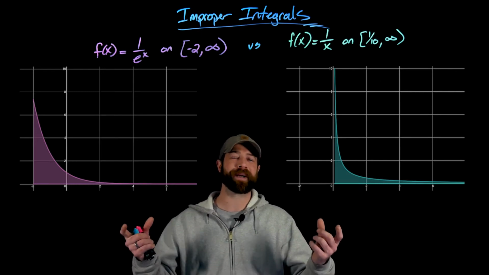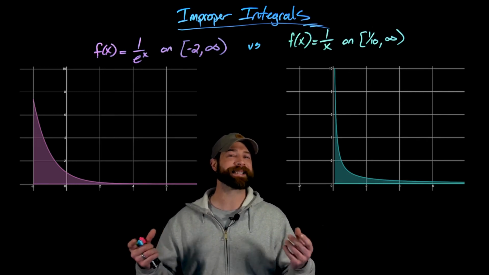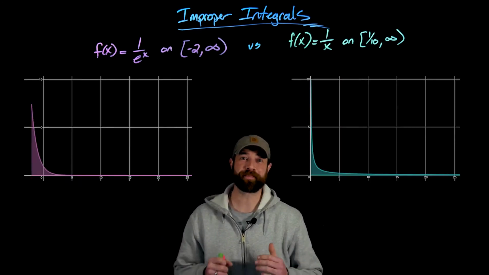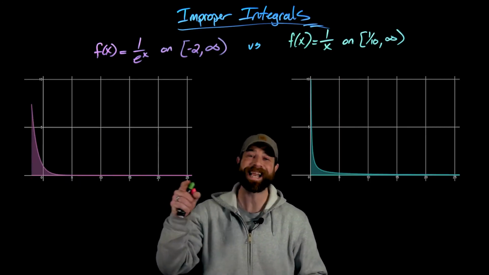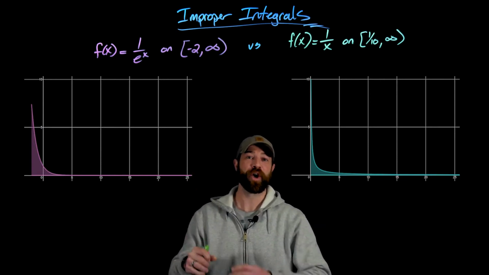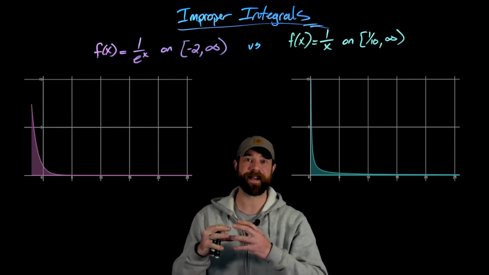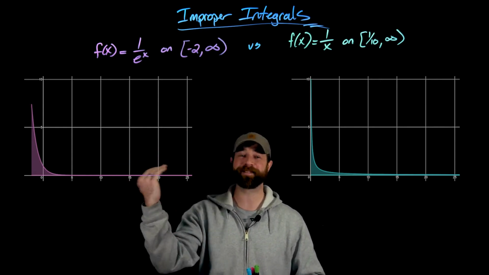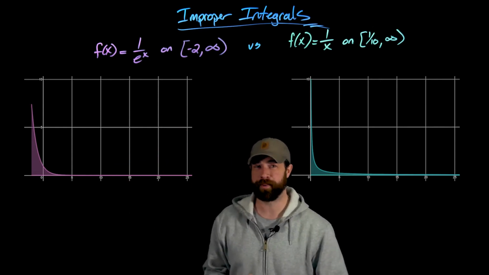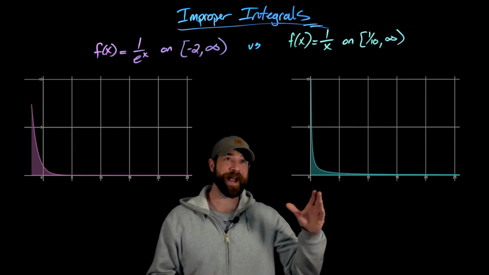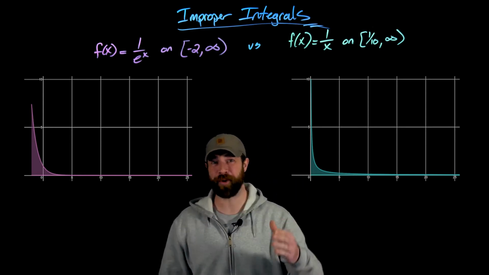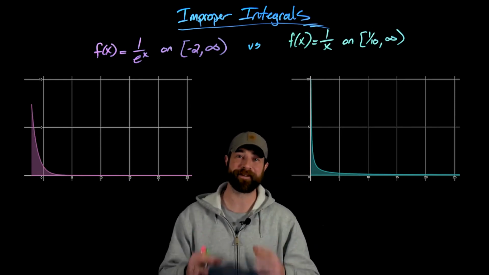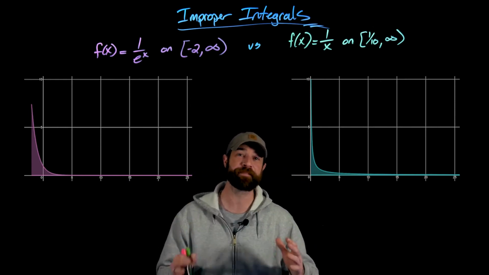If we zoom out a little bit, you might get some idea of which is larger. What we're going to prove in this video is that this area is what we call convergent. We can calculate the finite value of this area. The area under the curve of 1 over e to the x from negative 2 to infinity is about 7.4. Comparing that to the area under the curve of 1 over x from 1/10 to infinity, this area is what we call divergent. It's infinite, it's unbounded.